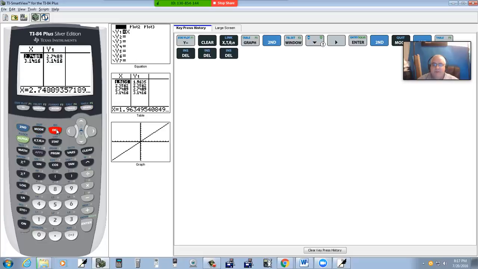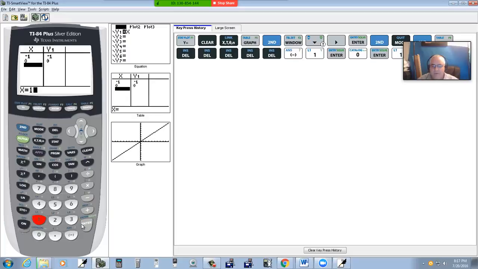I got some numbers here, let me clean them out. Earlier we built a t-chart where we plugged in x equals -1, 0, and 1. Well, you can plug in -1, 0, and 1, and it'll build a t-chart for you. So it's really nice in that sense.